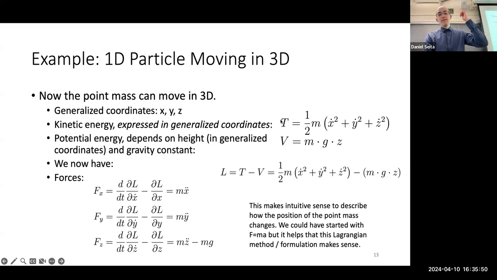So we have kinetic energy, potential energy, and the Lagrangian that we talked about earlier, L equals T minus V, kinetic energy minus potential energy. We're just writing it out like this.